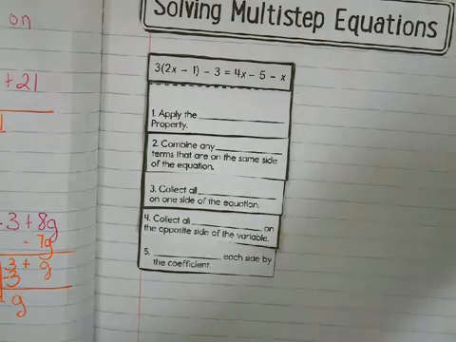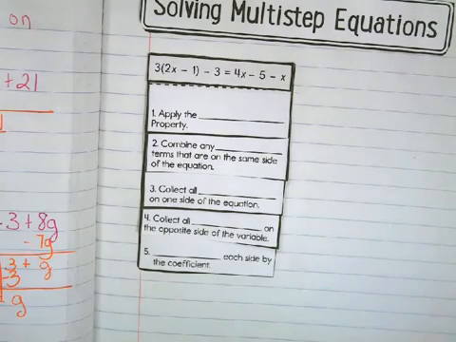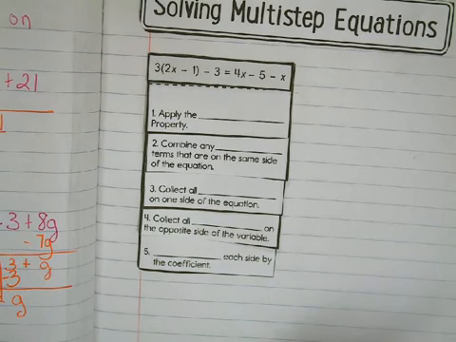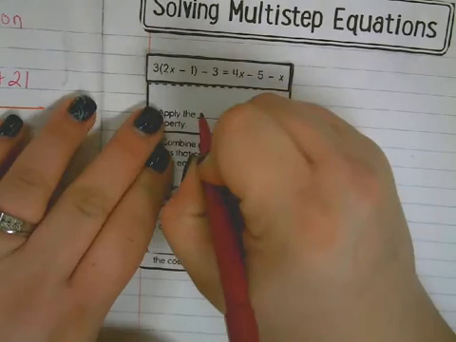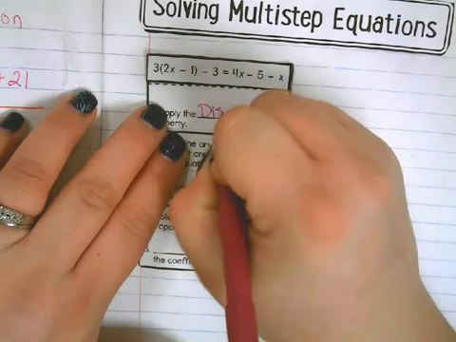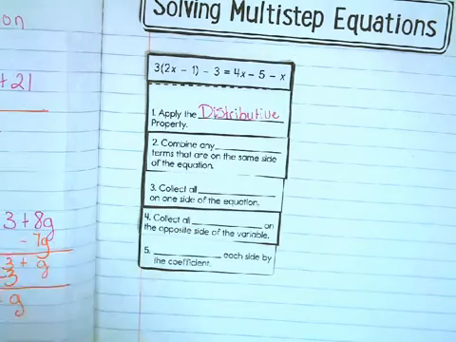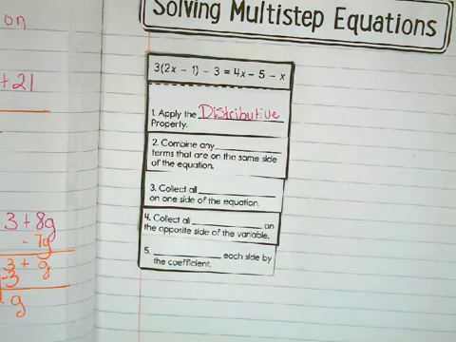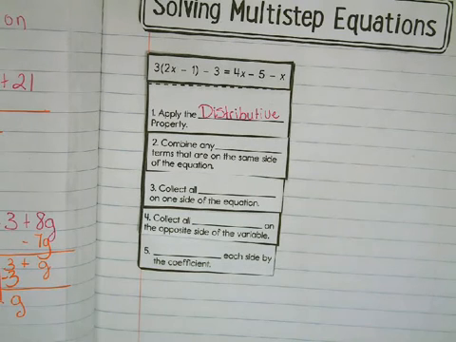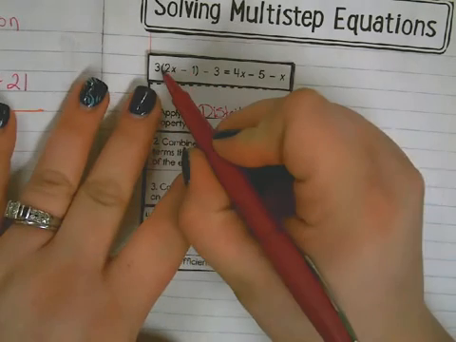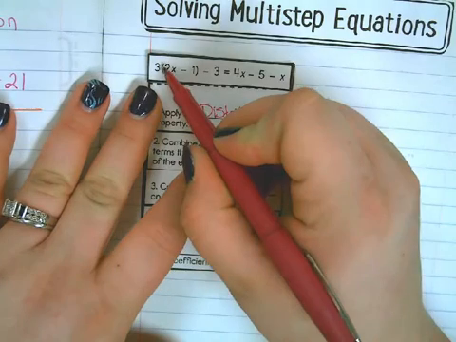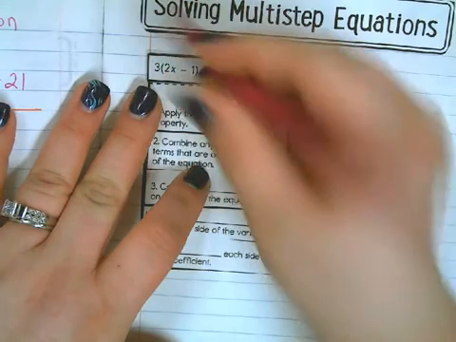Okay, so under step 1, we are going to write apply the distributive property. So the distributive property, you want to think about distributing mail. When a mailman delivers mail, he goes to every house and delivers. So with the distributive property, whatever number is on the outside of the parentheses has to go to every term in the middle. So it has to go to this 2x and it has to go to this minus 1.